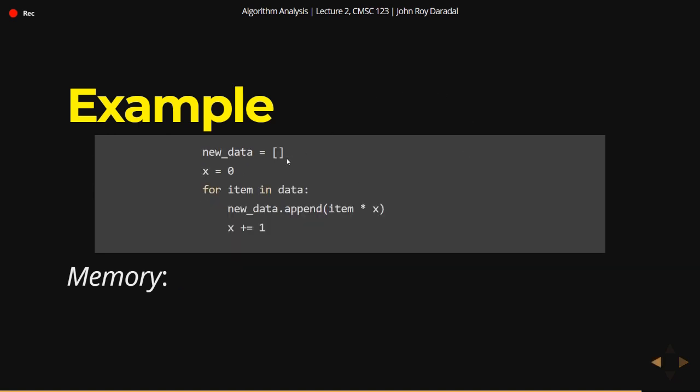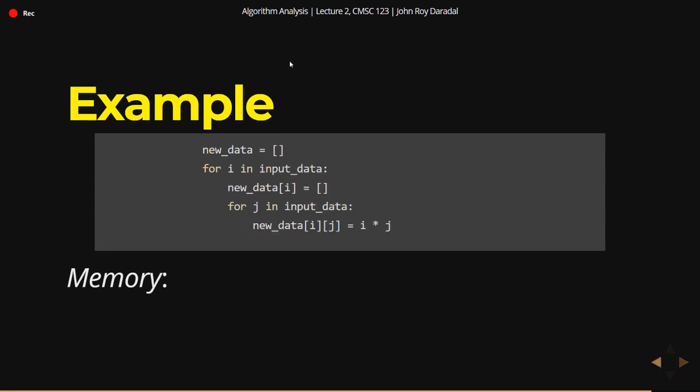How about for this one? So new data is equal to an array, and for each item in the data, we'll append item times x when we increment x each time. So the memory for this one is O of n, because we have an array that also has the same size as the data that we have for our input. Okay, so it basically has the same size because we add each item in the data to the new data as well, but this time it's processed by multiplying it to x.